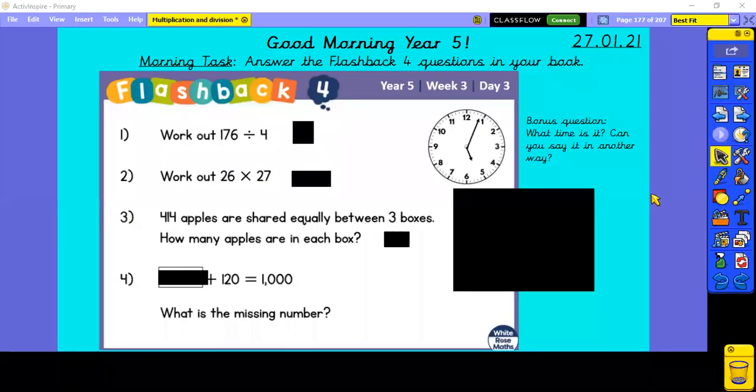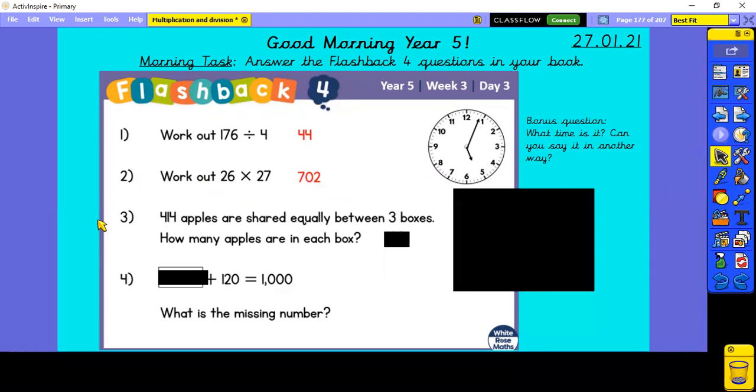Okay, let's have a look through the answers together then. So question 1, work out 176 divided by 4. So hopefully you used a method of choice for this. You could have used the bus stop method and you should have got the answer 44. Okay, question 2. Work out 26 times 27. So you could have used the column method for this one and you should have got 702 for your answer.